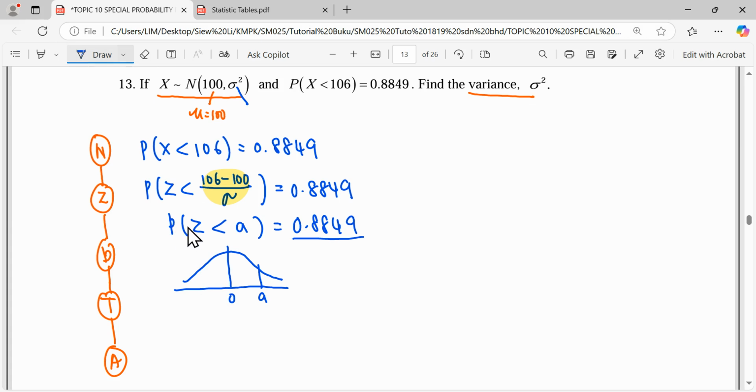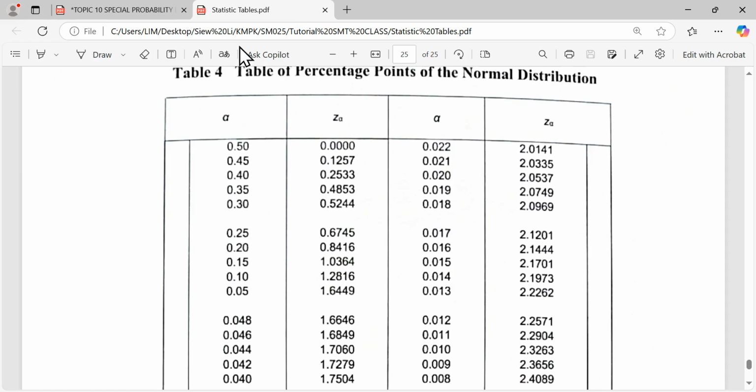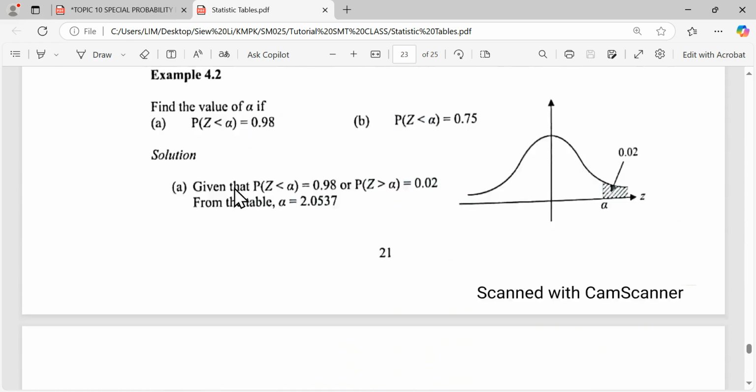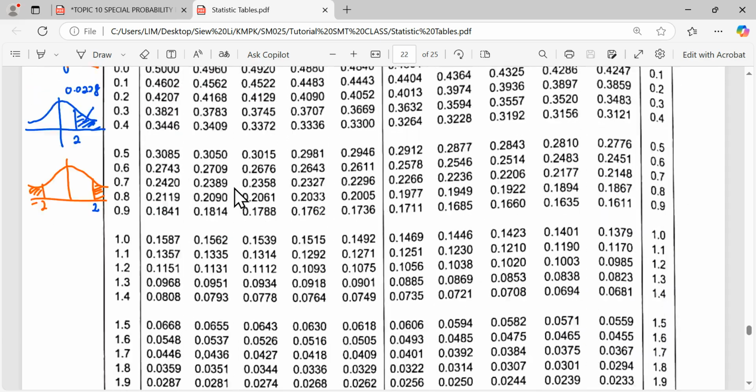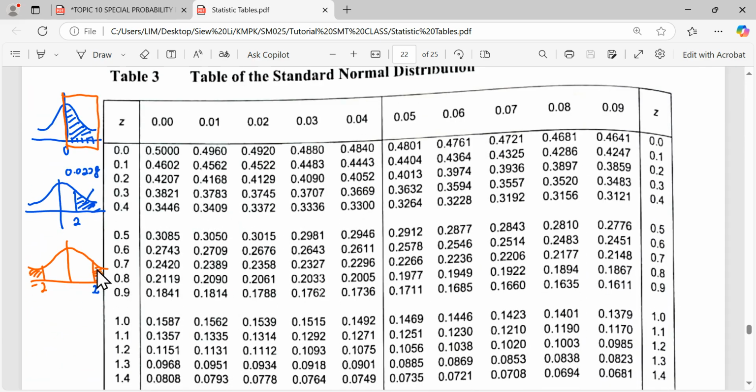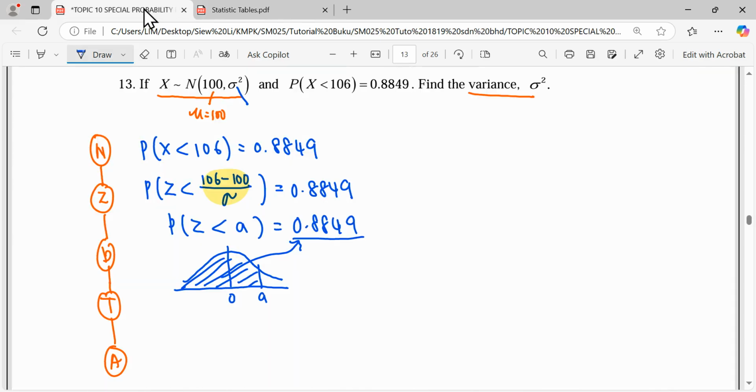So we read it again. For the z-score less than A, this region brings us to the figure of 0.8849. Then the drawing makes sense with the figure. Based on this drawing, how are we going to read it from the table? The normal distribution table only shows the tail sides, and the left-hand tail and the right-hand tail are the same.